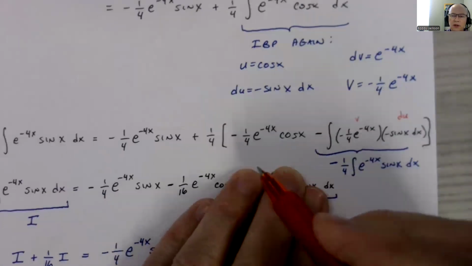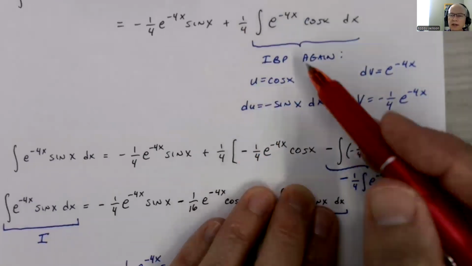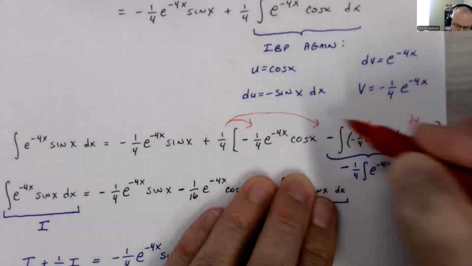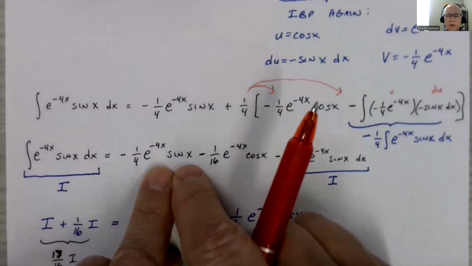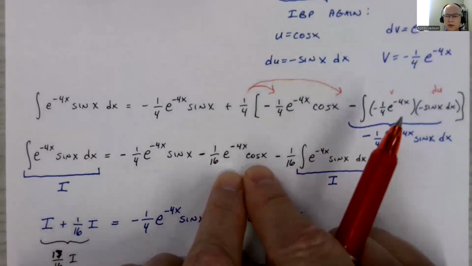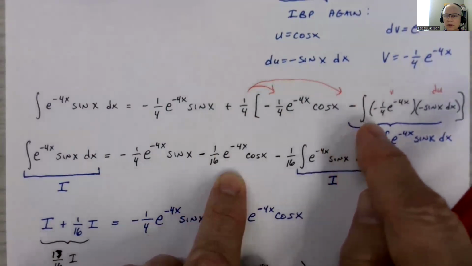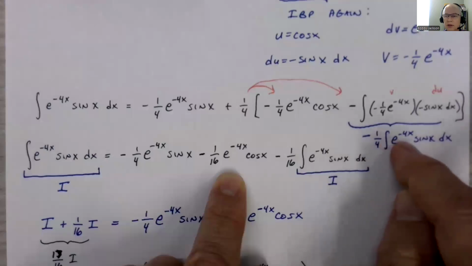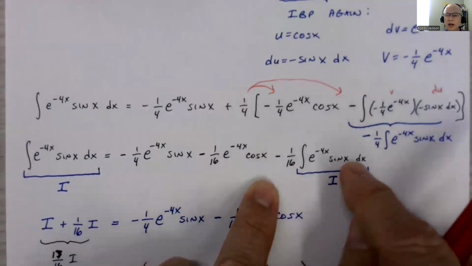Okay, now let me just clean this up one more time. This 1/4 here, which is in front, everything in brackets is the antiderivative of this. I need to distribute this 1/4 through. And when I do, here's my original integral. I get negative 1/4 e to the negative 4x sine of x. 1/4 times negative 1/4, negative 1/16 e to the negative 4x cosine of x. And then 1/4 times, be careful here, this we said is negative 1/4 times the integral of e to the negative 4x sine of x dx. So 1/4 times negative 1/4 is negative 1/16 times this integral.